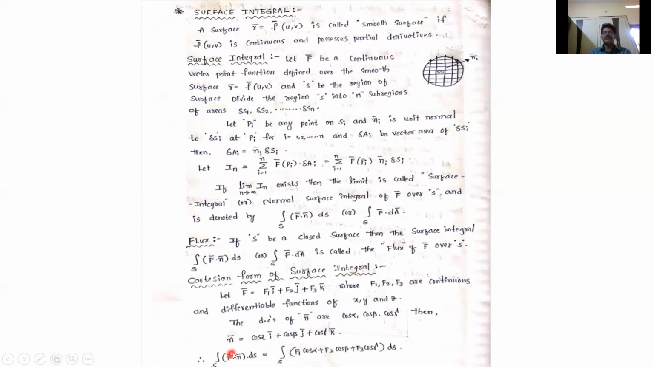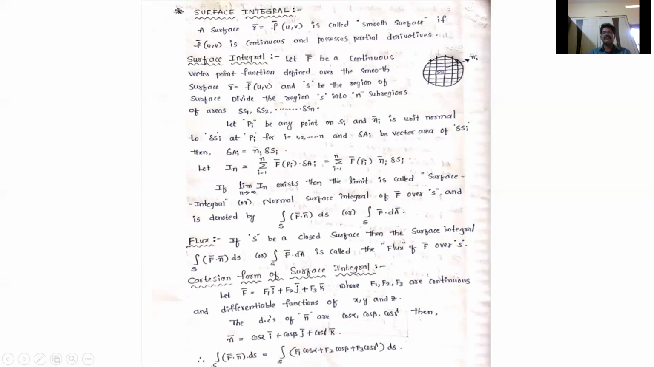So that is then n bar equal to cos alpha i plus cos beta j plus cos gamma k. Direction cosines means if a line makes an angle alpha with the x-axis, beta with the y-axis, and gamma with the z-axis, then cos alpha, cos beta, cos gamma are called the direction cosines of the line. So here n bar makes an angle alpha with the x-axis, beta with the y-axis, gamma with the z-axis. That's why we have taken cos alpha, cos beta, cos gamma.